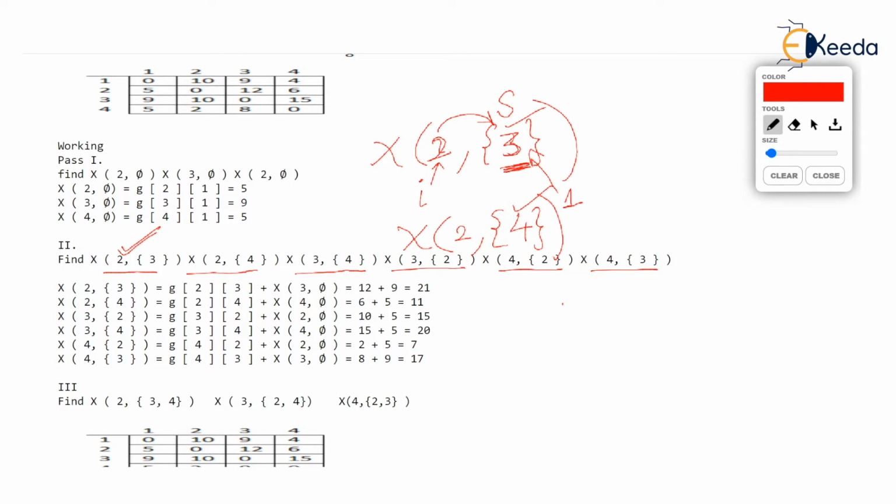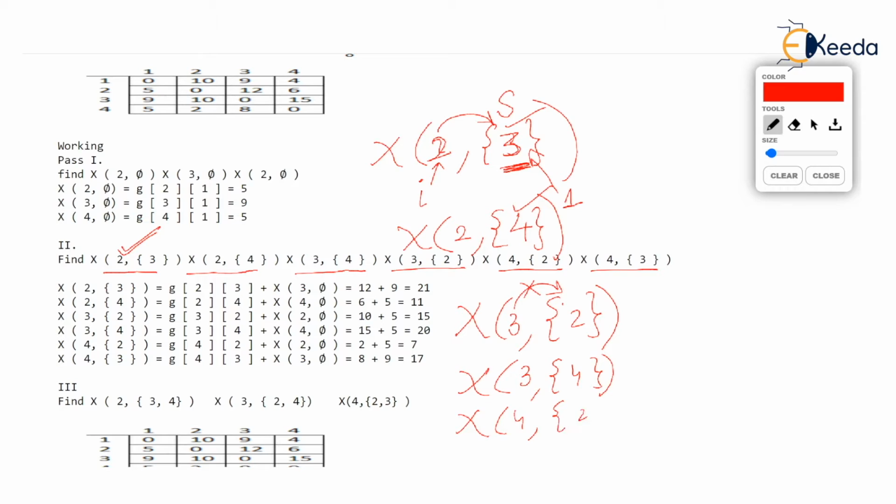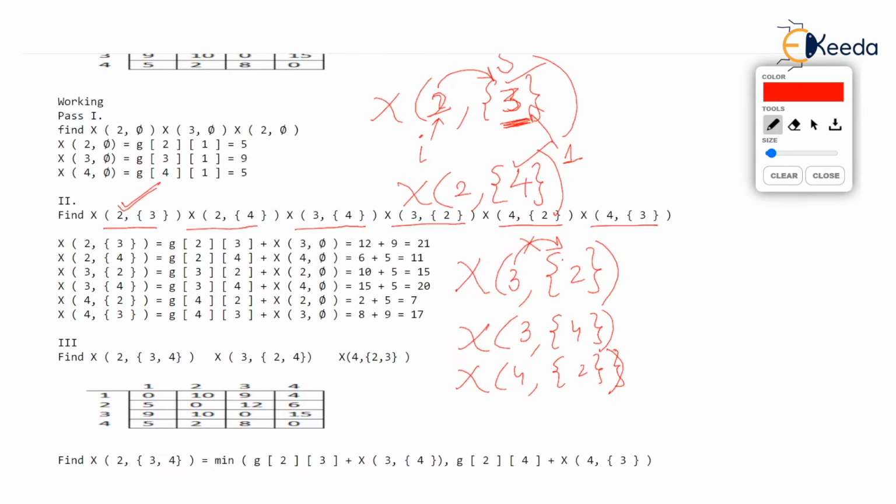What if I keep I as 3 then? I can keep S as 2. Actually, I can include 2, 4. 3 can't be included. I can include 2, 4, but 4 can't be included because the cardinality of the set S has to be 1. Similarly, if I keep I as 2, I can keep set S as 4. And if I keep I as 4, I can keep S as 2, or the set S might contain 3, isn't it? So 6 values we are supposed to find out in step 2.